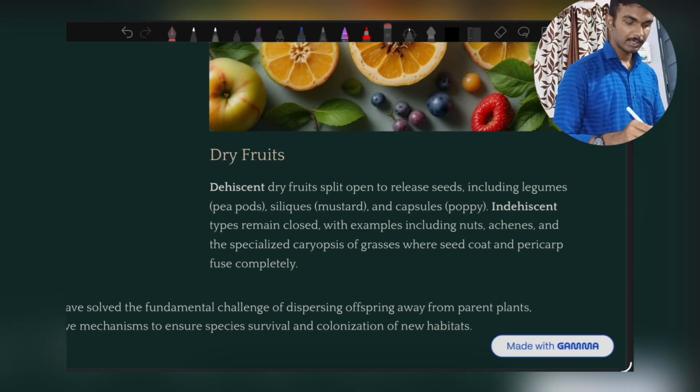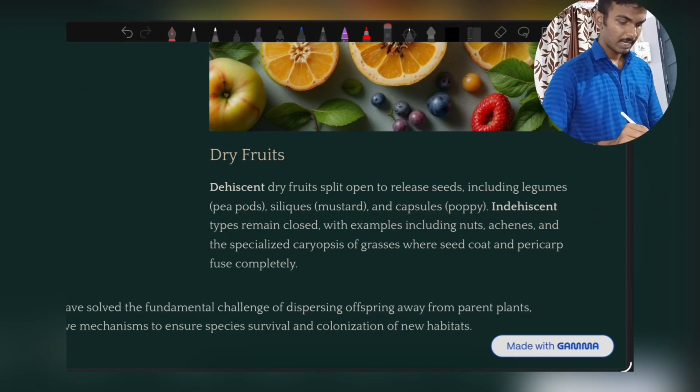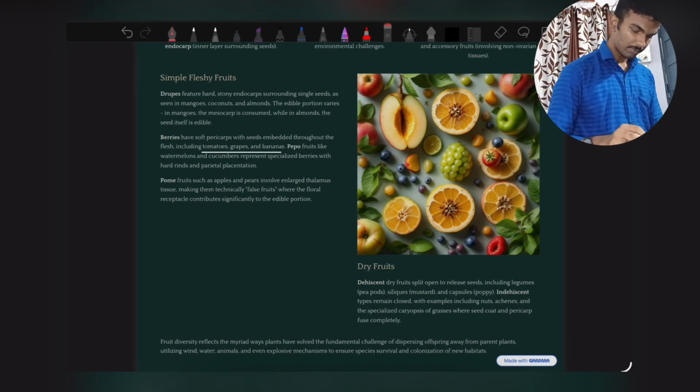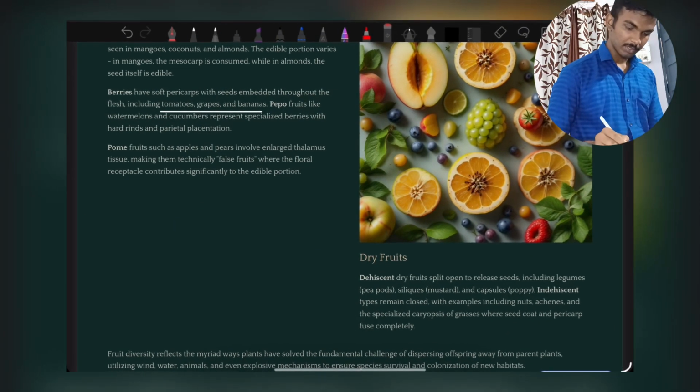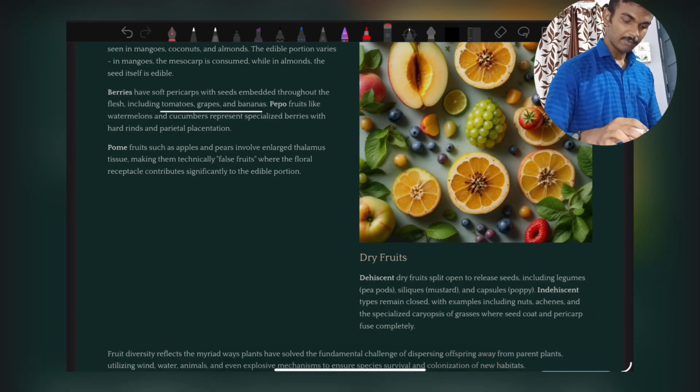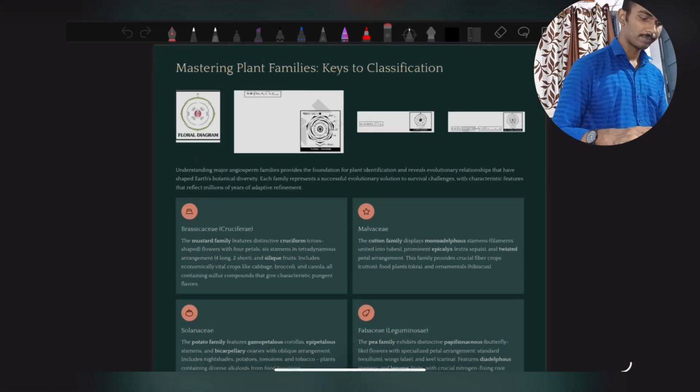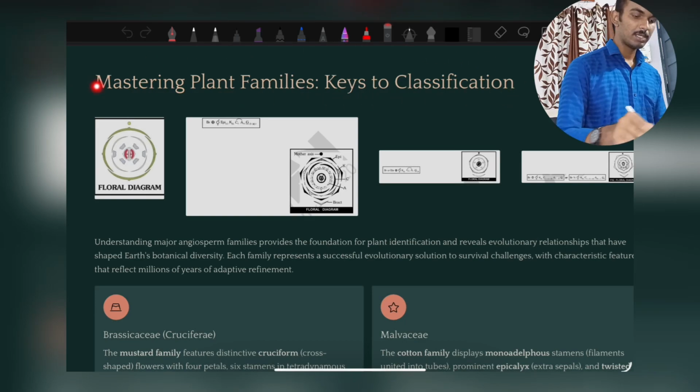Dry fruits: dehiscent dry fruits split open to release seeds, including legumes like pea pods, siliqua like mustard, and capsules like poppy. Indehiscent types remain closed, with examples including nuts, achenes, and the specialized caryopsis of grasses, where the seed coat and pericarp fuse completely. Fruit diversity reflects the myriad ways plants have solved the fundamental challenge of dispersing offspring away from the parent plant, utilizing wind, water, animals, and even explosive mechanisms to ensure species survival and colonization of new habitats.